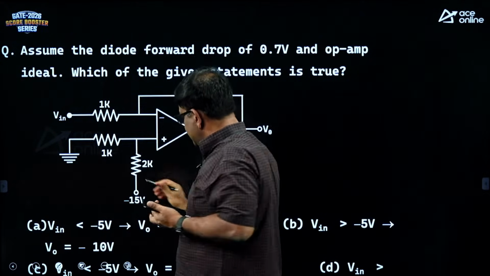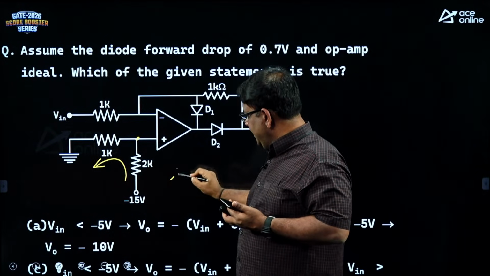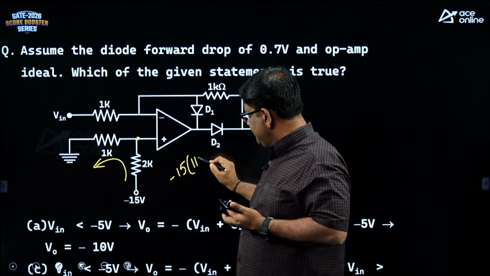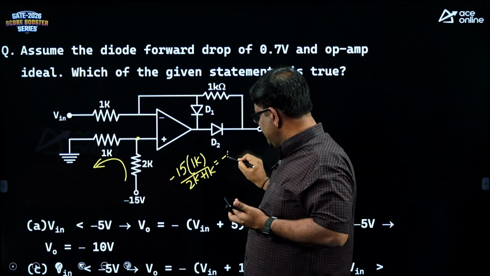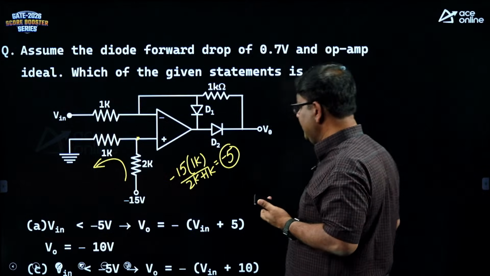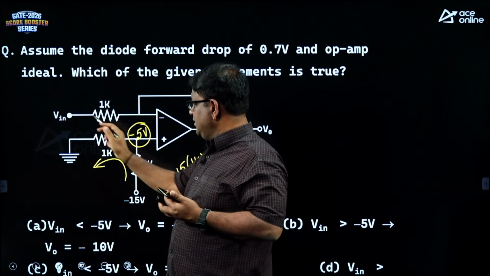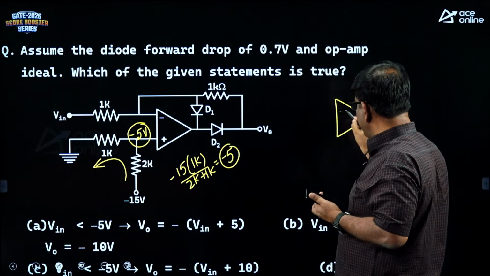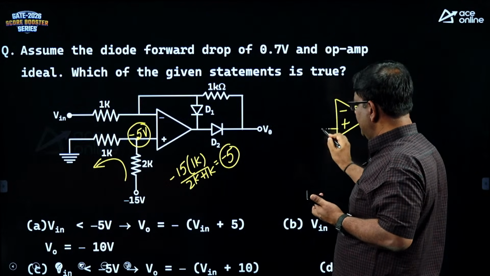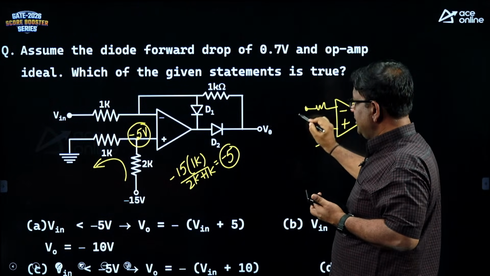Before that, let us apply voltage division. What is this voltage? Minus 15 into 1K by (2K plus 1K). It is understood because in the options minus 5 is written. So, this node is at minus 5 volt. Now there is a comparison between the non-inverting voltage and the inverting voltage. The non-inverting is at minus 5 and the inverting voltage is Vin.